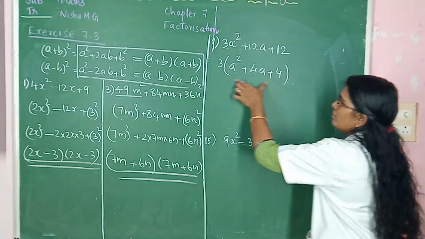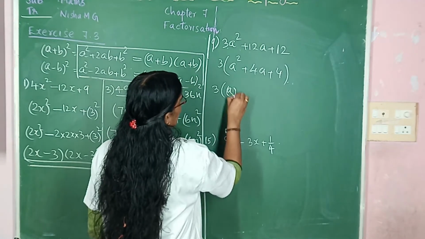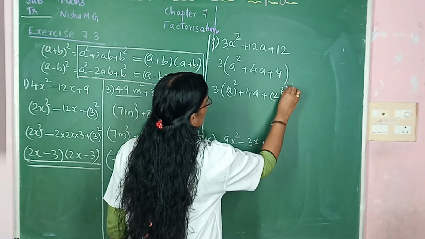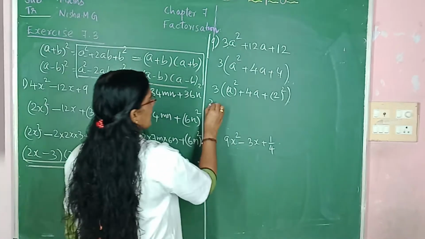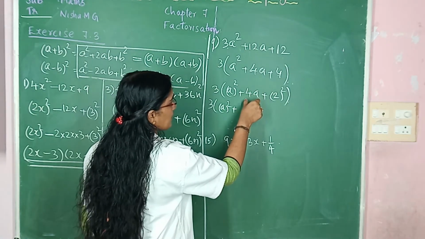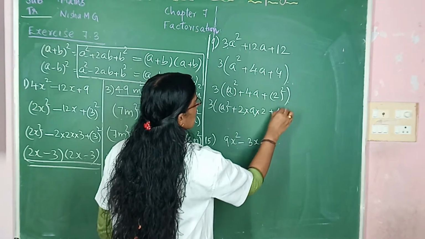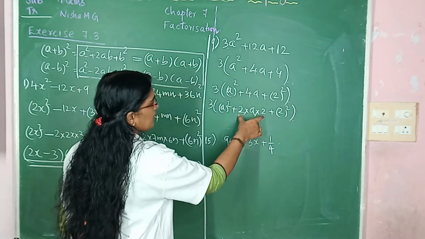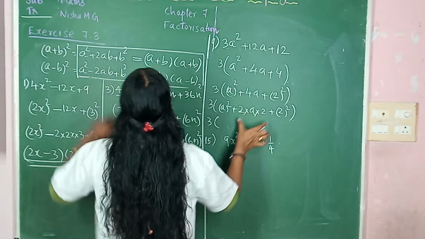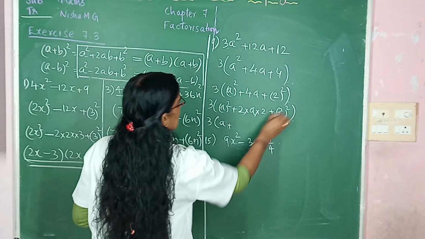Now this is in the form of the first identity. This can be written as 3 into (a square plus 4a plus 4). Here a is the first term, and 4 can be written as 2 square. Clear, children? 4a means 2 into first term a into second term 2, so it is (a plus 2) the whole square. Is it clear? 2 into 2, 4a, correct. Now 3 into (a plus b) into (a plus b). What is a here? a itself. What is b here? 2.